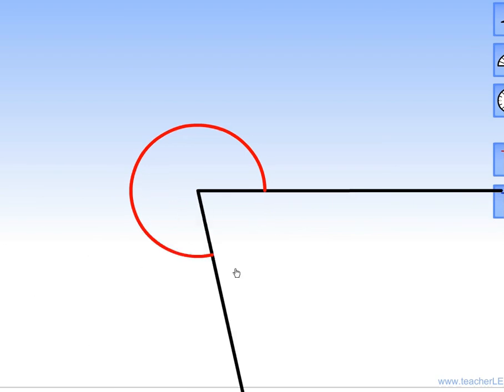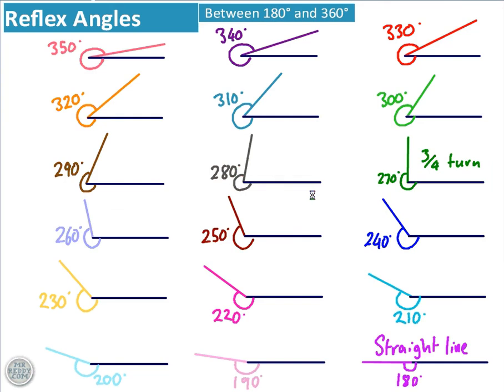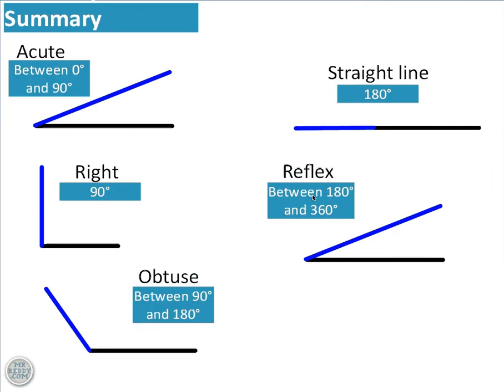Okay, all reflex angles. And so in summary, if you want to make a note, here's a slide that shows them all. Acute from 0 to 90. A right angle, 90 degrees. Obtuse is between 90 and 180. A straight line is 180 degrees. And a reflex angle is 180 to 360.